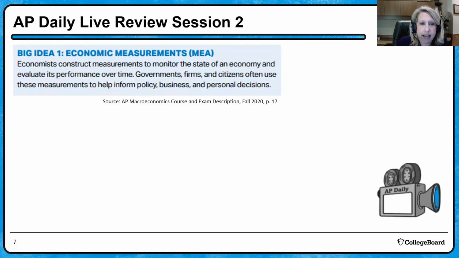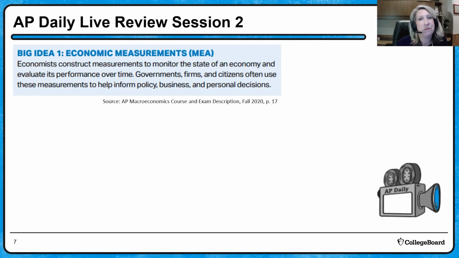So let's take a look at what economic measurement means. I pulled this out of the AP Macro course and exam description, and you can read it. It says, economists construct measurements to monitor the state of an economy and to evaluate its performance over time. Governments, firms, and citizens often use these measurements to help inform policy, business, and personal decisions.